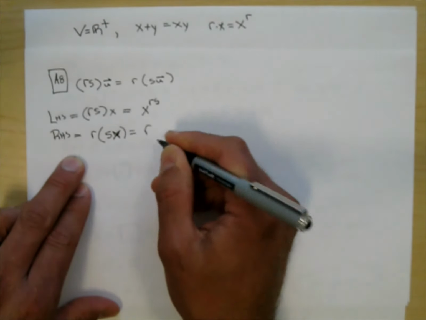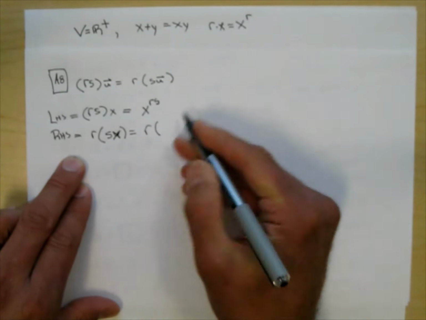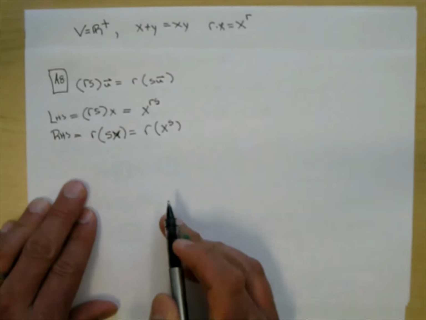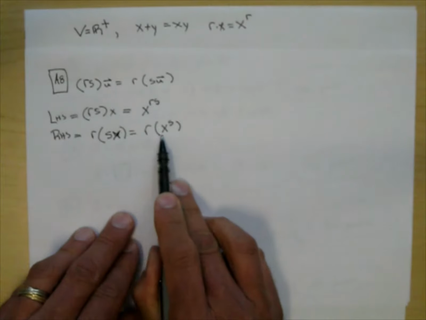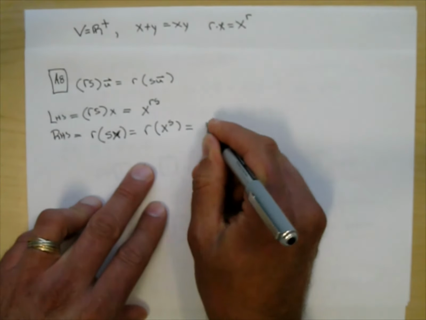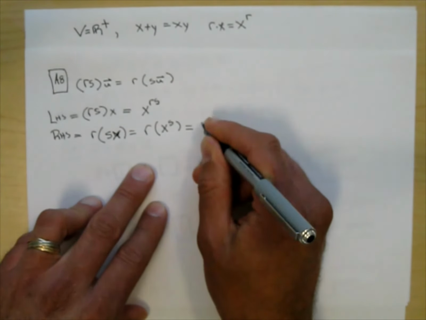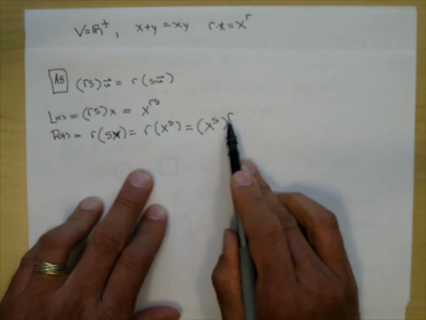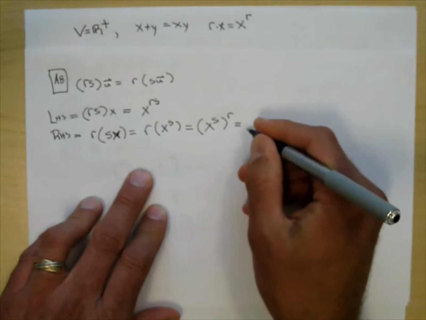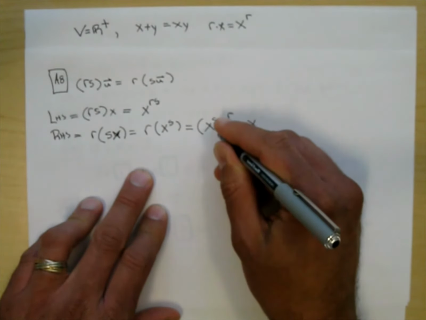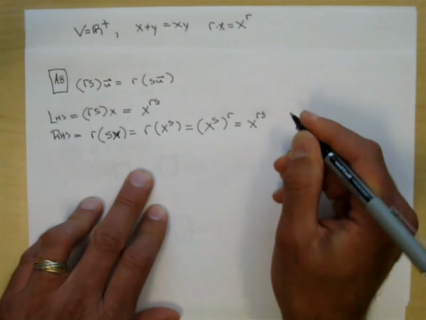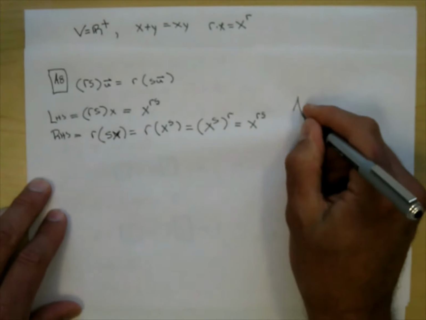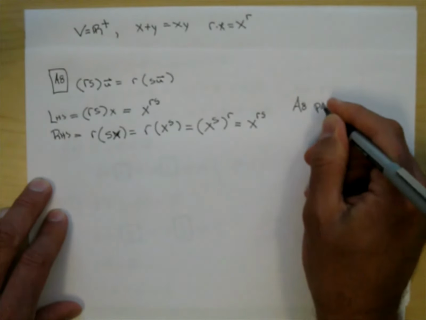Okay, so R is on the outside. S times X is going to be X raised to the S power. And now we're doing funky multiplication again, so this is going to be this guy right here, X to the S, raised to the R power. And you have a power to a power, so you multiply the powers and you have X to the SR or RS power. And so you have left-hand side equals right-hand side. A8 passes.